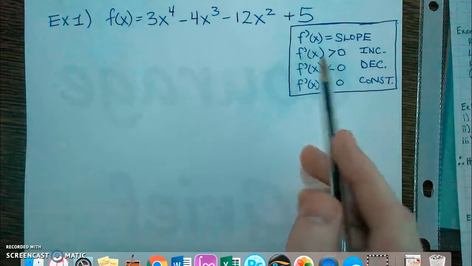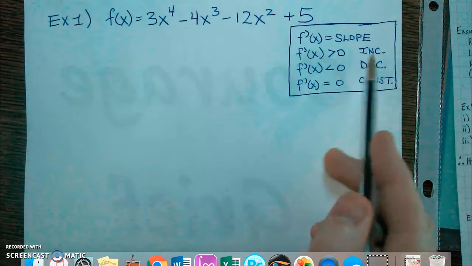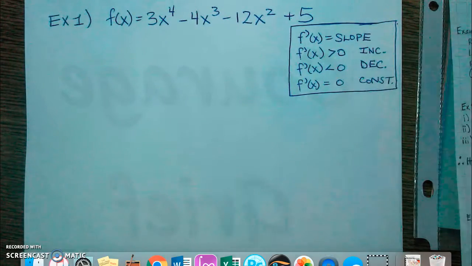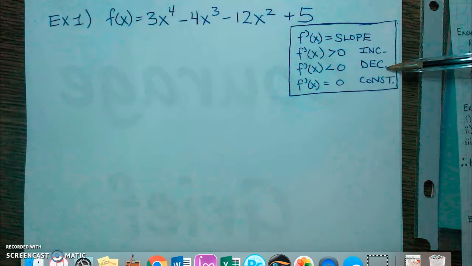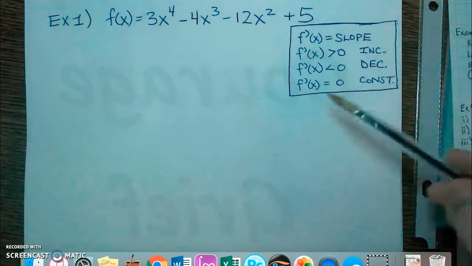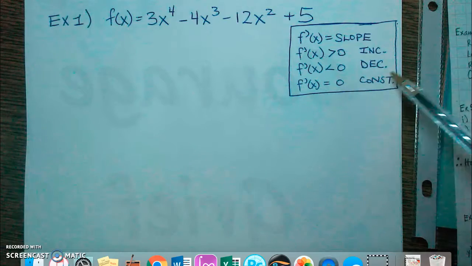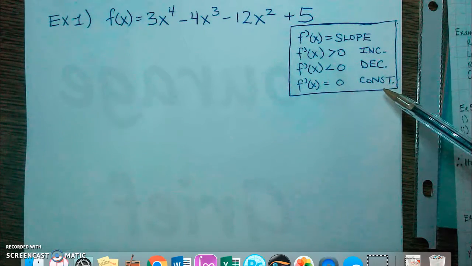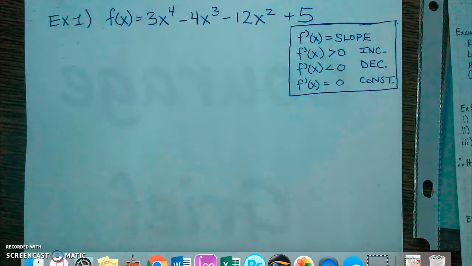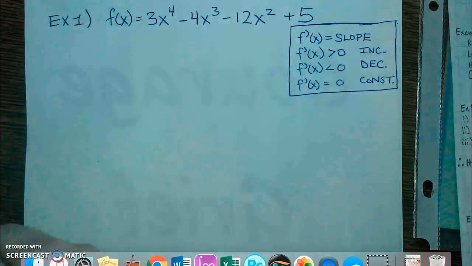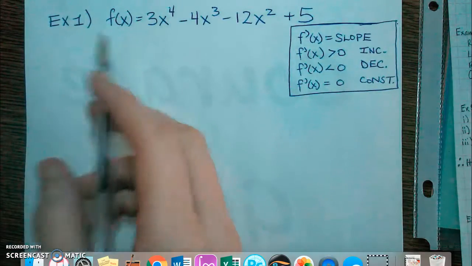And so if I get a positive derivative, that tells me I'm increasing. If I have a negative derivative, that tells me that the function is decreasing. And if the derivative equals 0, then that tells me that the function is constant in that interval. So let's start by finding our derivative, and then we can decide whether it's positive, negative, or constant, or 0.